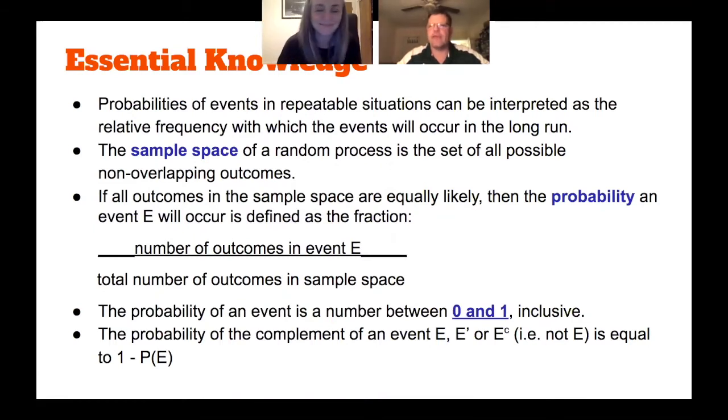The problem is we can't really know that Miss Young is an 80% free throw shooter, like we talked about last time. We can approximate that she's an 80% free throw shooter. She might be an 80.1% free throw shooter.